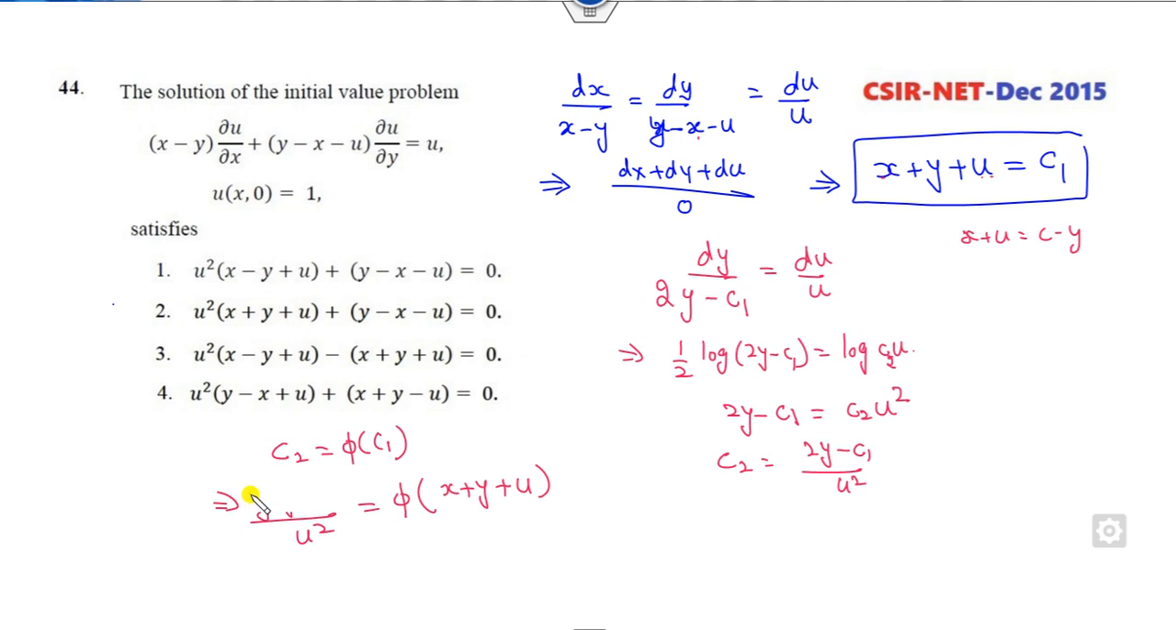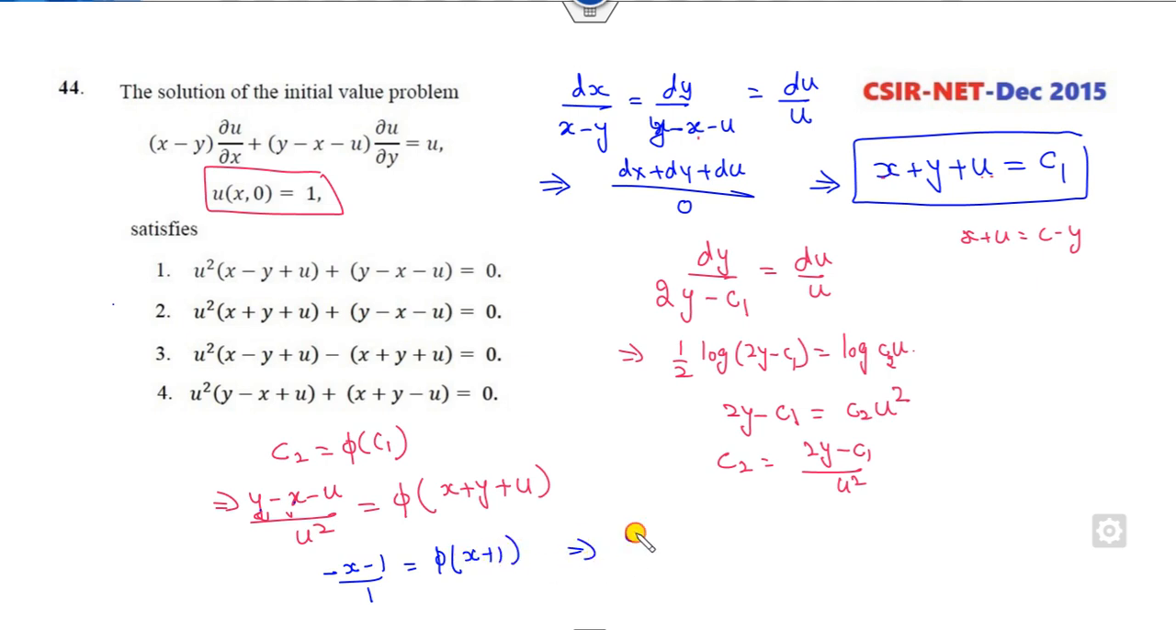So it is y minus x minus of u. Now we can substitute the initial condition. u is 1, y is 0. So what will happen of this? y is 0, this is x. So x minus 1 over 1. What is that? This is x plus 1.